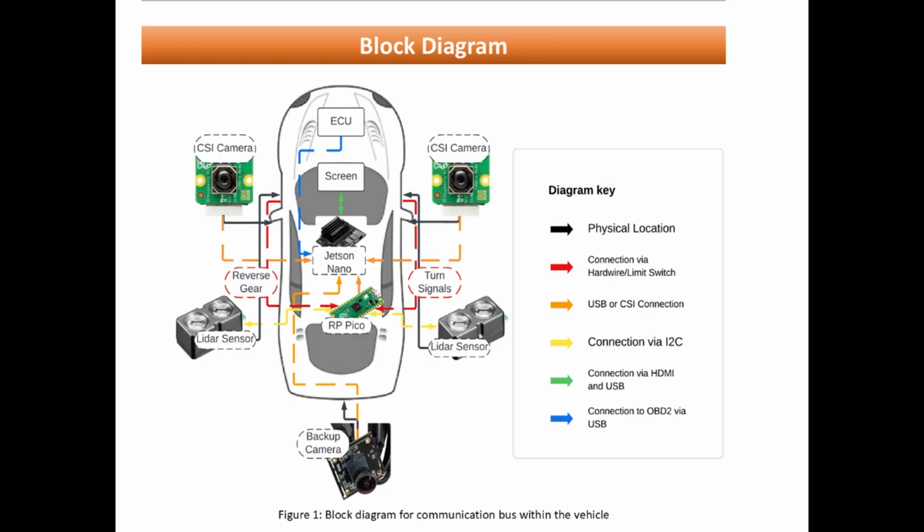Also connected to the Raspberry Pi Pico is the reverse gear via a hardware tap, as well as the turn signals via 2 limit switches. And that data gets sent into the Jetson Nano for the Jetson Nano to process and send onto the screen to be displayed to the driver. We also get data from the car's ECU, from the OBD2 port via USB.